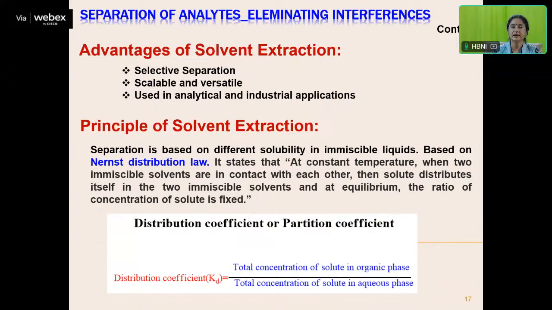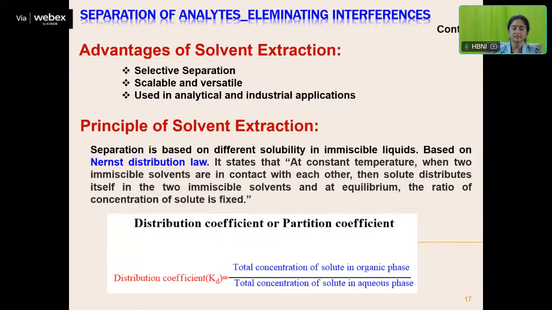Now, what are the advantages of solvent extraction, where it is used widely? Because it provides selective separation, it is scalable and versatile. You can use it at lab scale for small work, and it can be used in plants also. So it is scalable and versatile, and it is used in analytical and industrial applications.